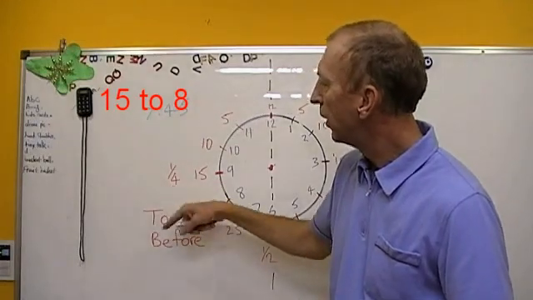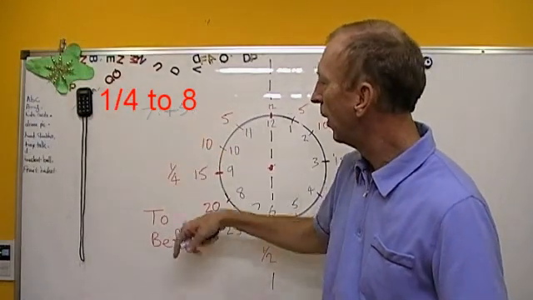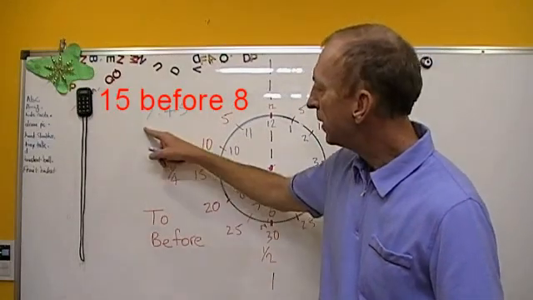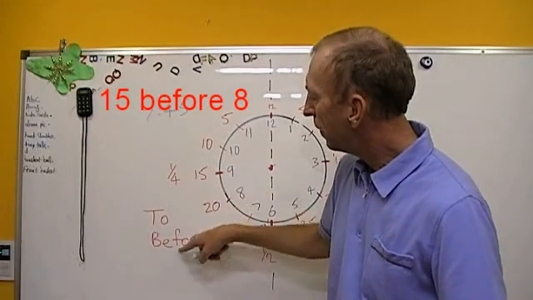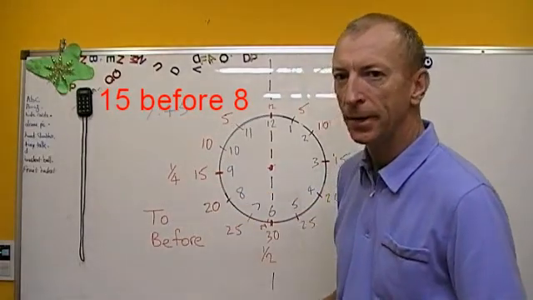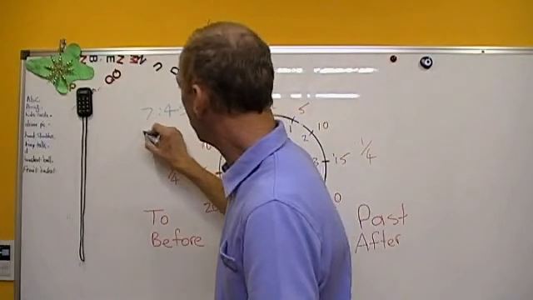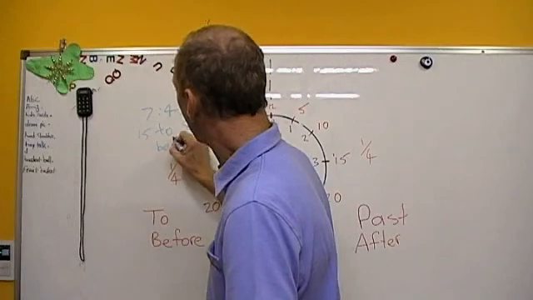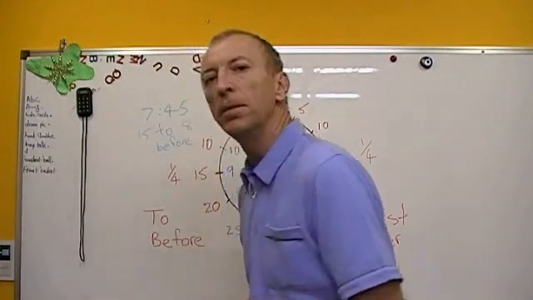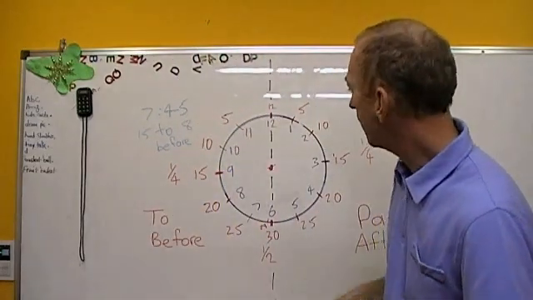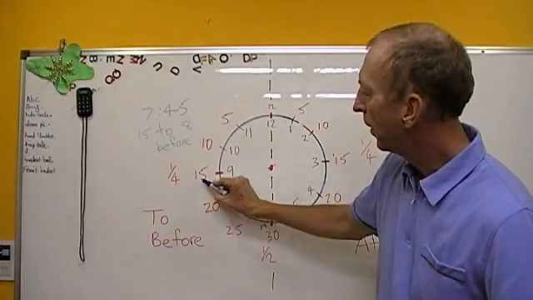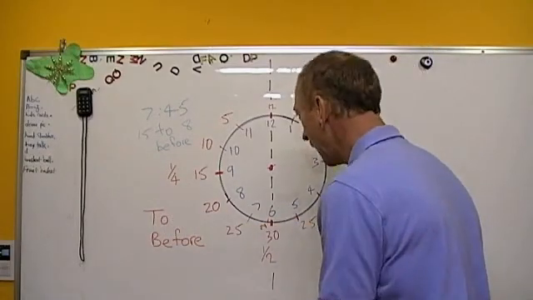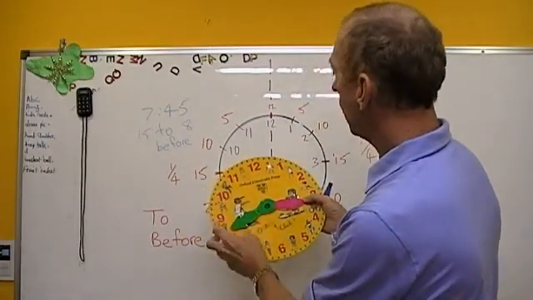Or a quarter to 8. Or 15 before 8, 15 to 8. Okay, so 15 to 8, 15 before 8. Okay, so we can read these numbers here, 15, or a quarter to or before. Okay, so that clock there, 7:45, a quarter to 8.